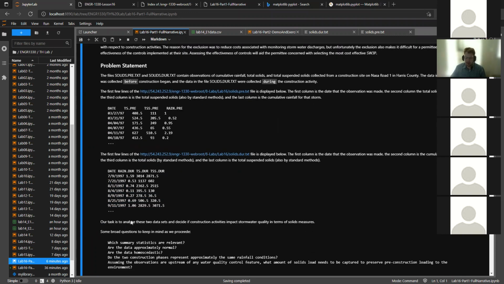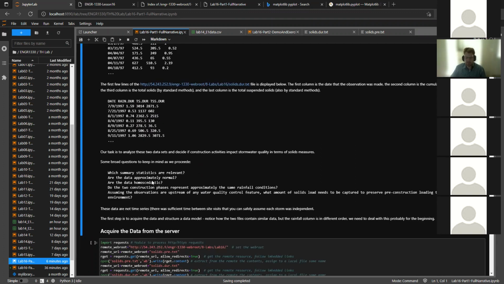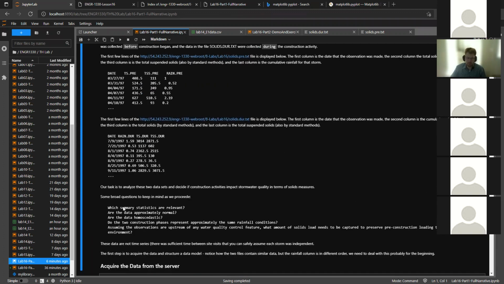So our task is to analyze these two data sets and decide if construction activities impact stormwater quality in terms of solids measures. So as we go on, let's keep these questions in mind. Which summary statistics are relevant? Are the data approximately normal? Are the data, I've never been able to pronounce this word, homoscedastic?